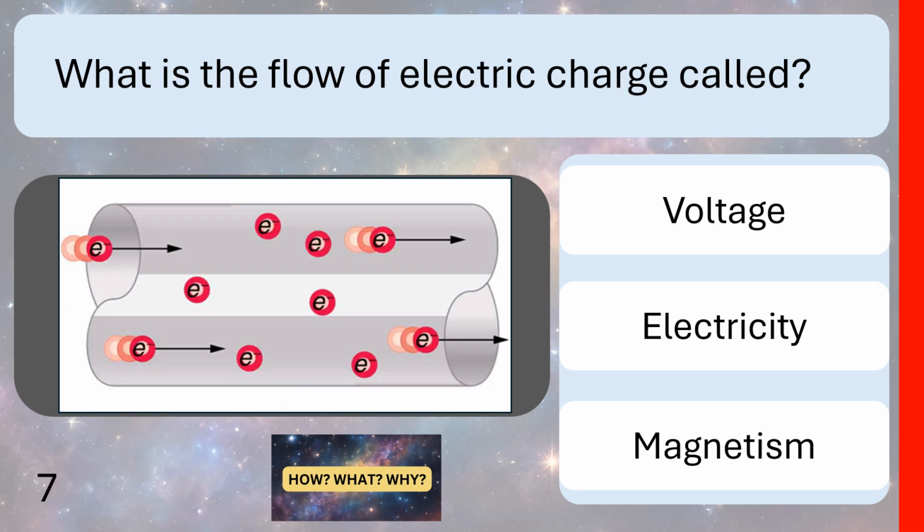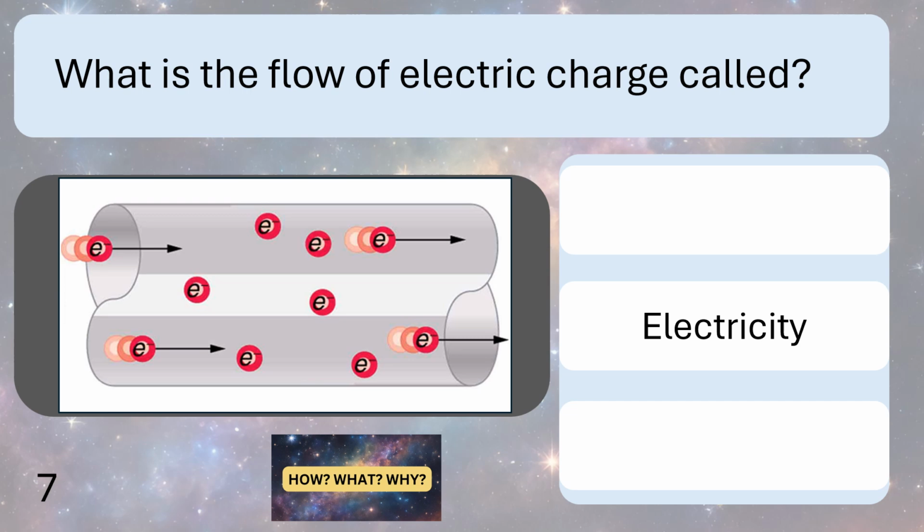What is the flow of electric charge called? Is it voltage, electricity, or magnetism? The answer here is electricity. Electricity is the flow of electric charge.